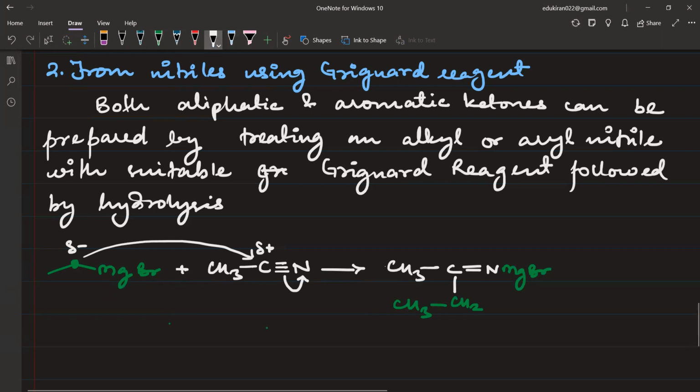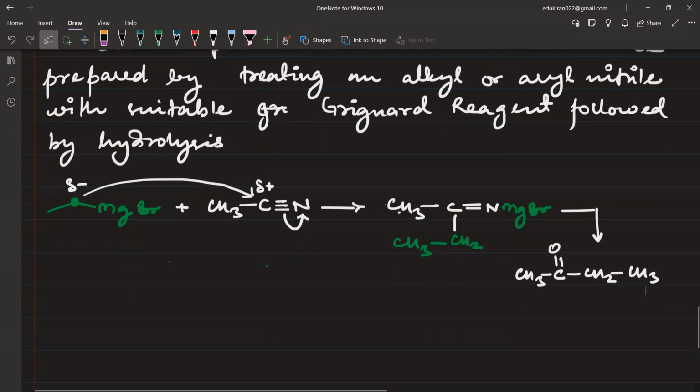Now, when I do hydrolysis, I don't know how many of you remember, but we have done this type of reaction in the haloalkanes and haloarenes conversion part. When we do hydrolysis, you get an oxygen atom on this carbon atom. This double bond will be replaced by oxygen, and the nitrogen is going to get the hydrogens. You are going to get CH3C double bond O CH2CH3, plus NH3 and MgOHBr.